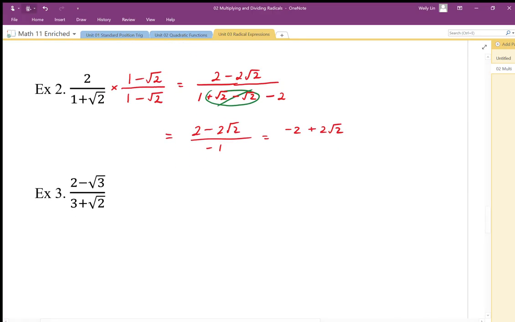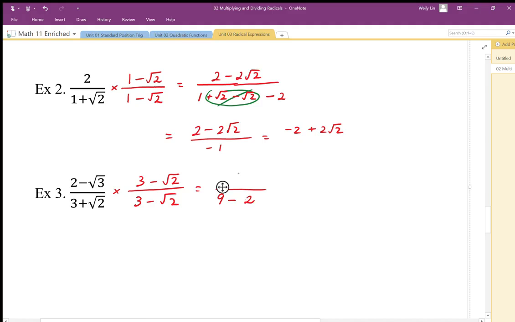So we'll use the same strategy here. We're going to multiply the bottom by 3 minus root 2. There's my conjugate. I have to do the exact same on the top to make sure that I don't change the original fraction. I'm going to skip a step here because I know that when I multiply out the denominator with a conjugate, I end up with 3 squared minus root 2 squared, which is 7.